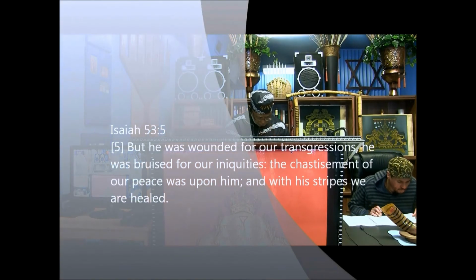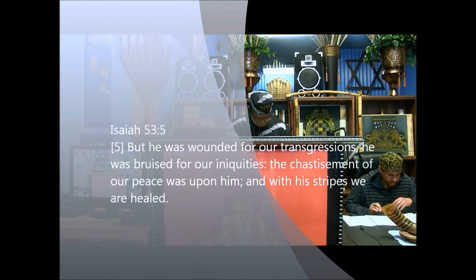And then verse 5 says, "But he was wounded for our transgressions. He was bruised for our iniquities. The chastisement of our peace was upon him, and with his stripes we are healed." Praise the mighty Yahweh. Praise God for the Lamb, Yahshua. A different word. I think we read it last week.